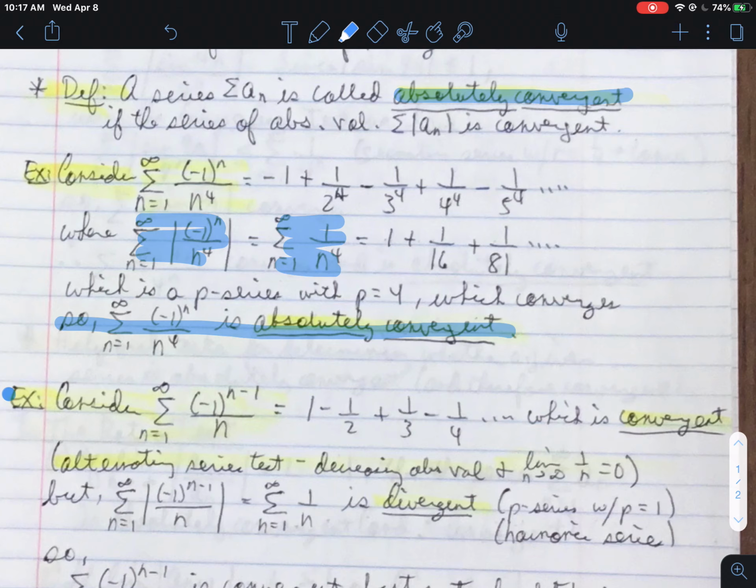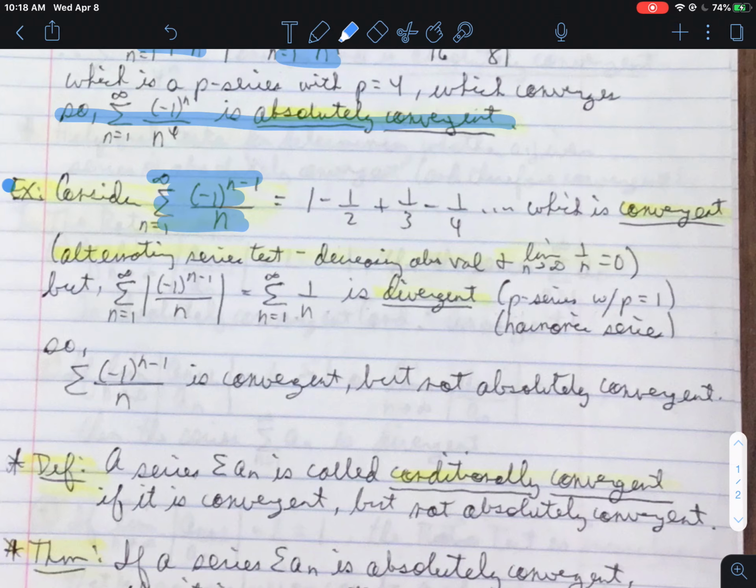We know that that series is convergent. If we look at the alternating series test, that's a perfect example of an alternating series. The terms are alternating sign. The absolute values are decreasing: 1 half, 1/3, 1/4, etc. And the limit as n approaches infinity of the absolute value, 1 over n, is 0. And that's the classic alternating series test.